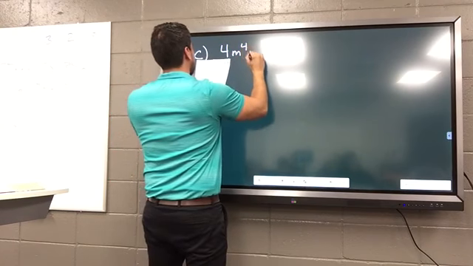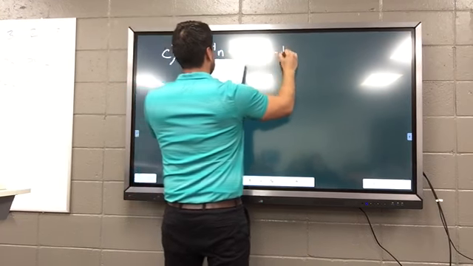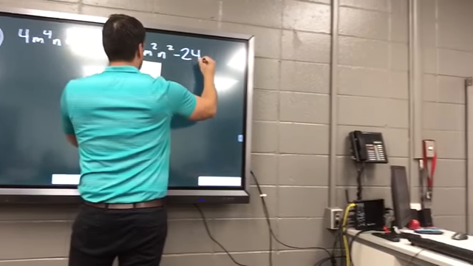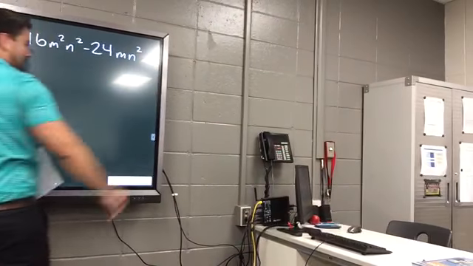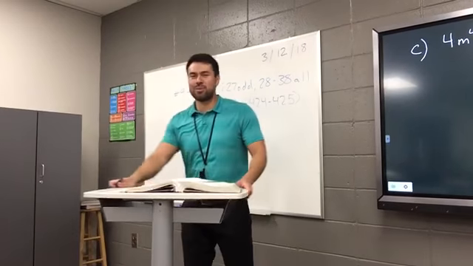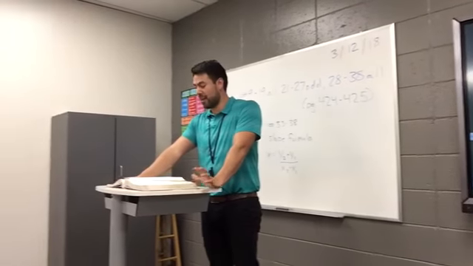4m to the fourth n plus 6m cubed n minus 16m squared n squared minus 24m n squared. And don't forget all those exponents, variables, signs, all of it, because it all matters.